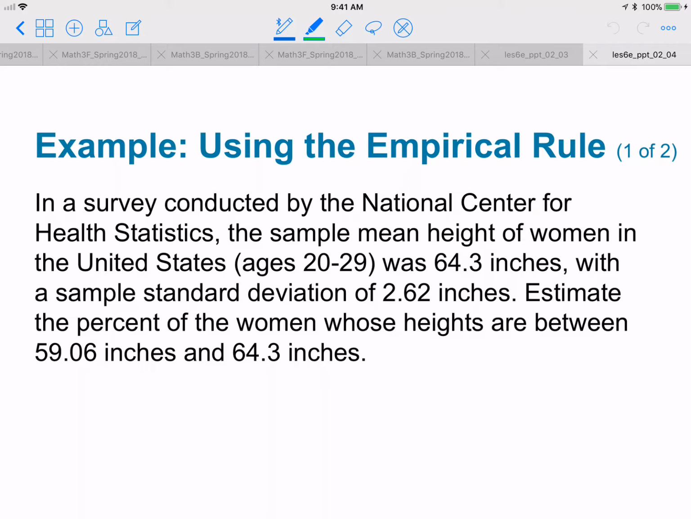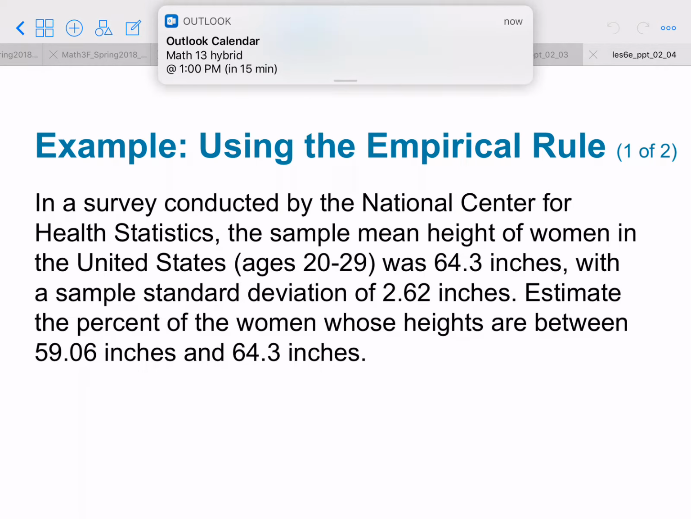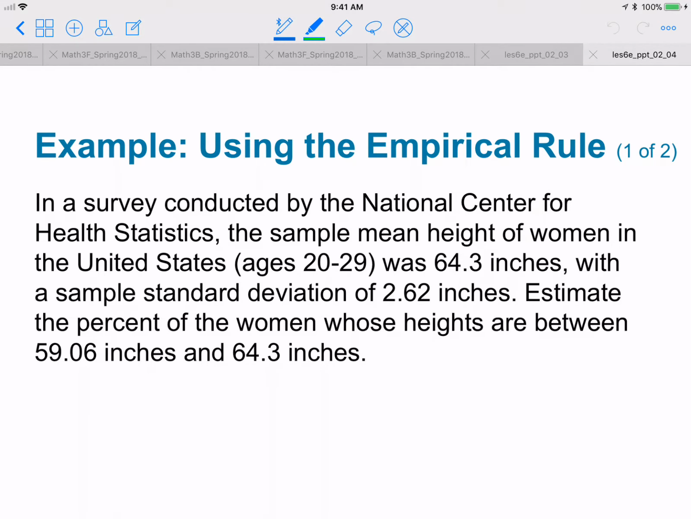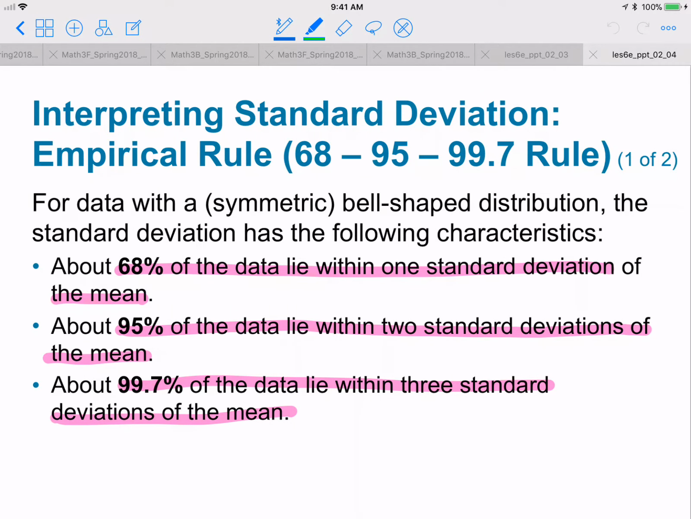Let's look at an example of how to use the empirical rule. And remember again, the empirical rule allows us to connect the standard deviation to the mean under certain circumstances. What has to happen? You have to have a symmetric bell-shaped distribution. So if your distribution is symmetric and bell-shaped, then this is what you know about the standard deviation.